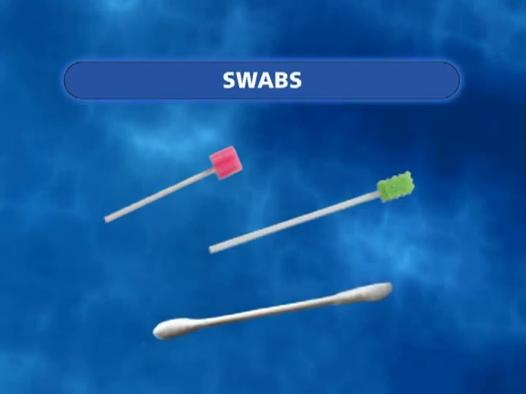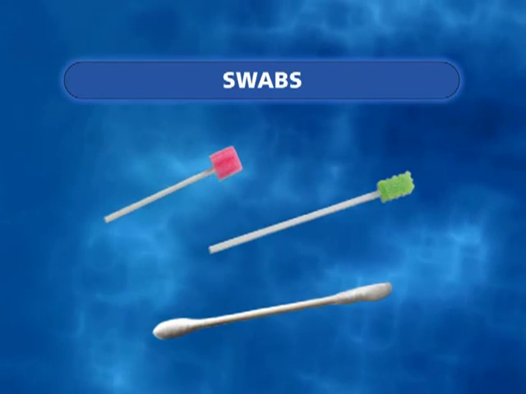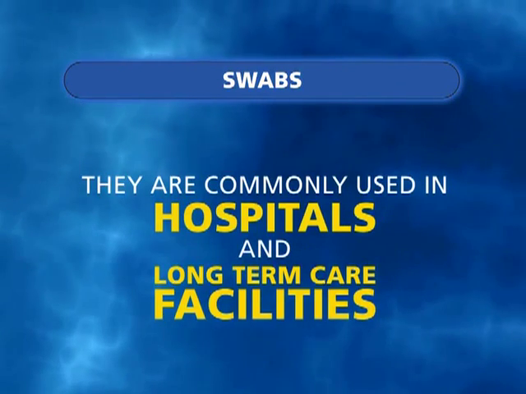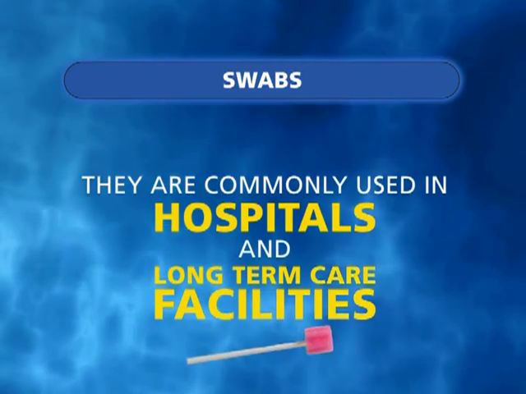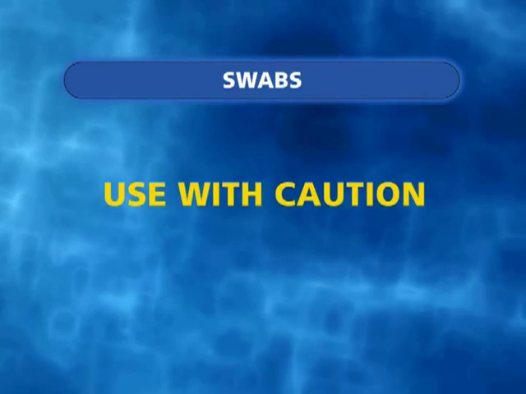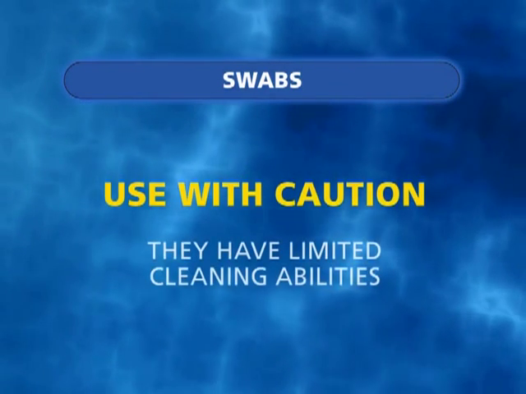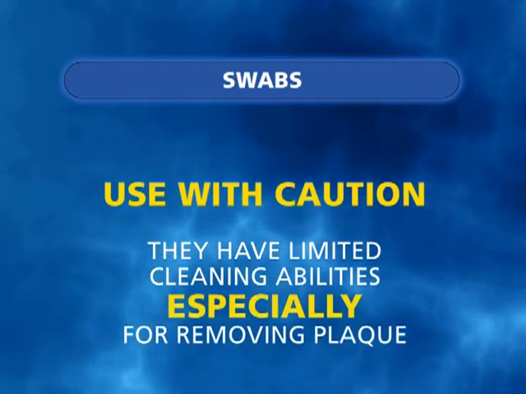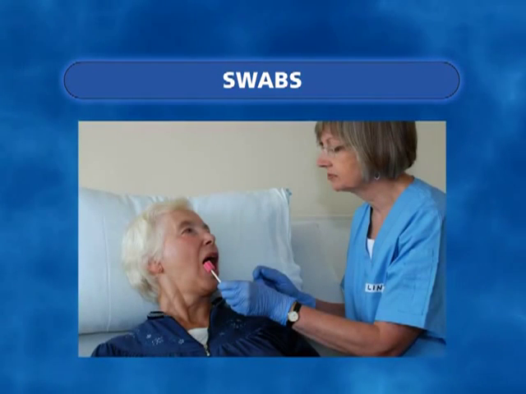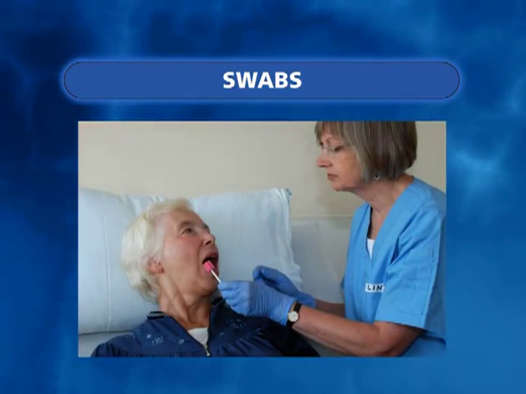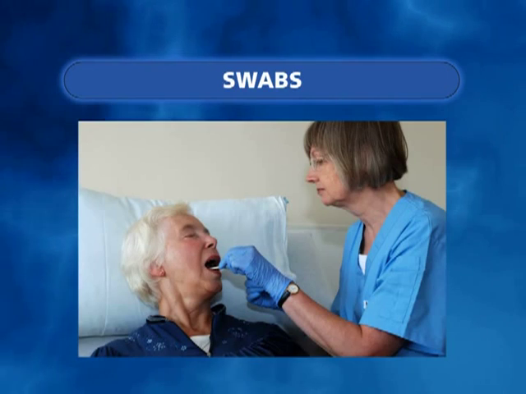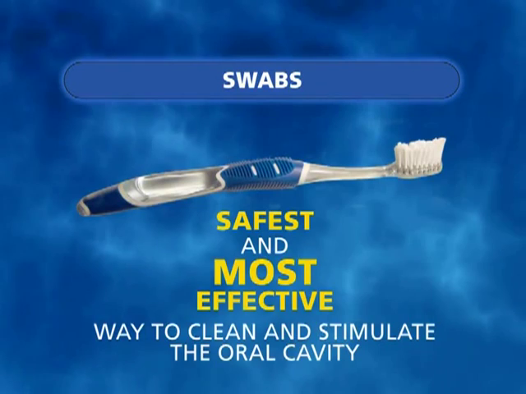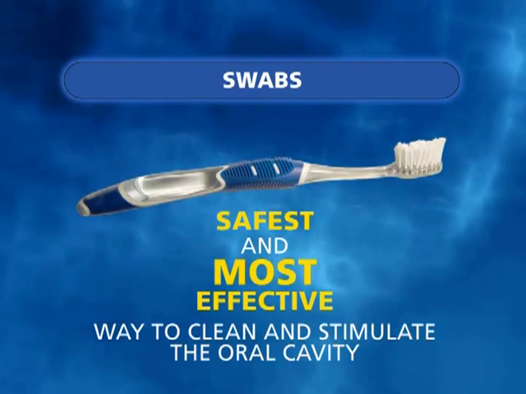Toothettes, mouth swabs, and oral cleansing swabs are all in the same family of products. They are commonly used in hospitals and long-term care facilities in place of a toothbrush. These products should be used with caution, as they have been shown to have limited cleaning abilities, especially for removing plaque from the teeth. They are most appropriate in applying moisture to the mouth or for removing large particles of food debris that may be pocketed. A toothbrush is the safest and most effective way to clean and stimulate the oral cavity.